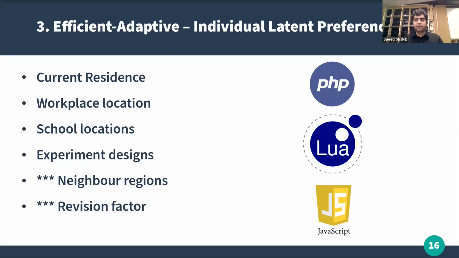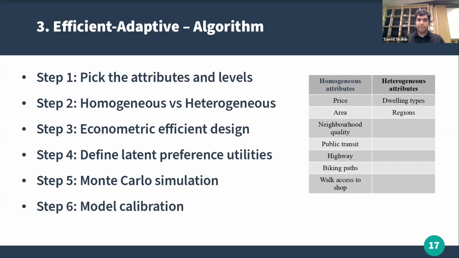We also could consider the neighboring effects. If a person is choosing certain regions, we could weight up the other regions around it. And we also had to consider something called the revision factor, which I'll talk about shortly in the calibration phase.